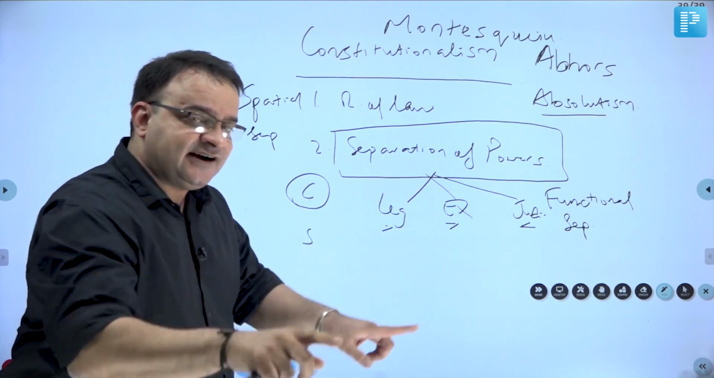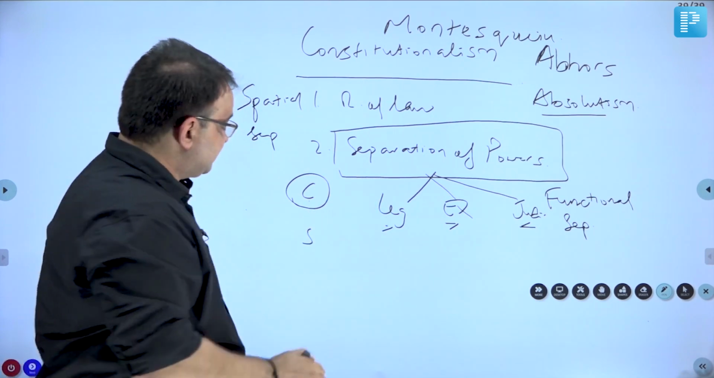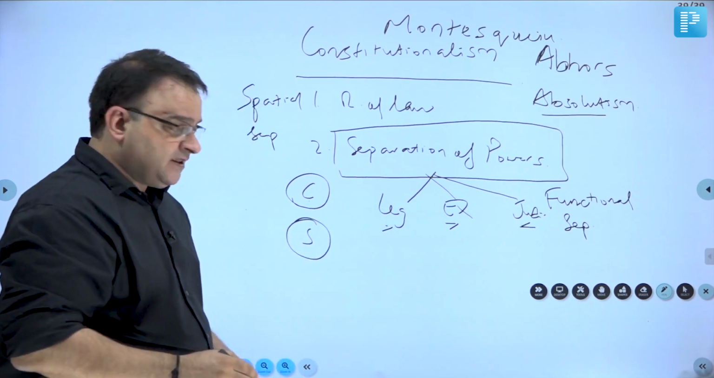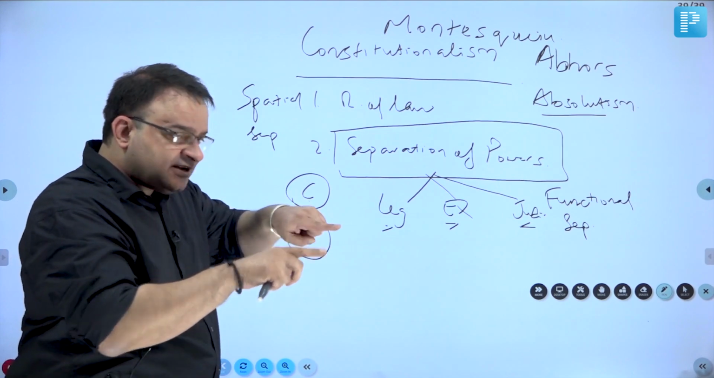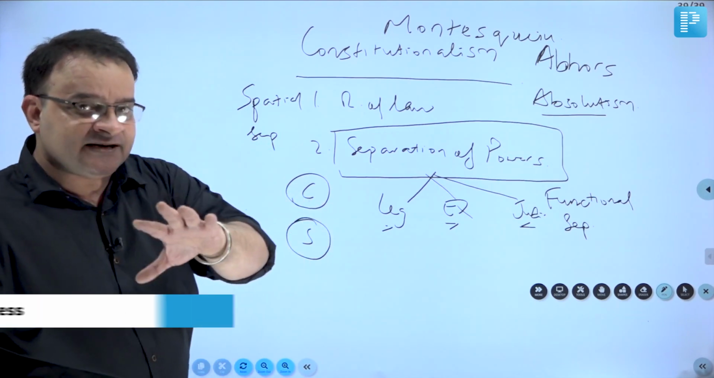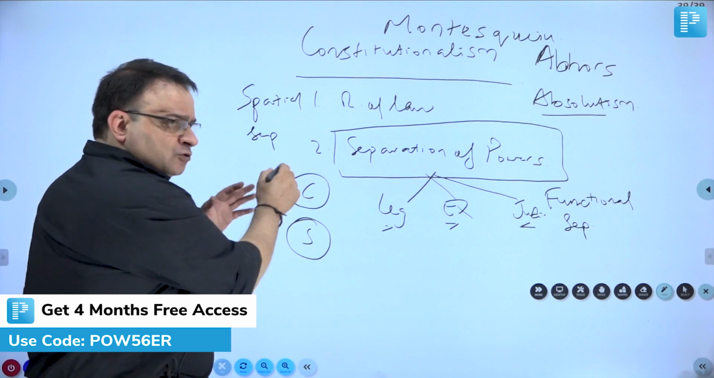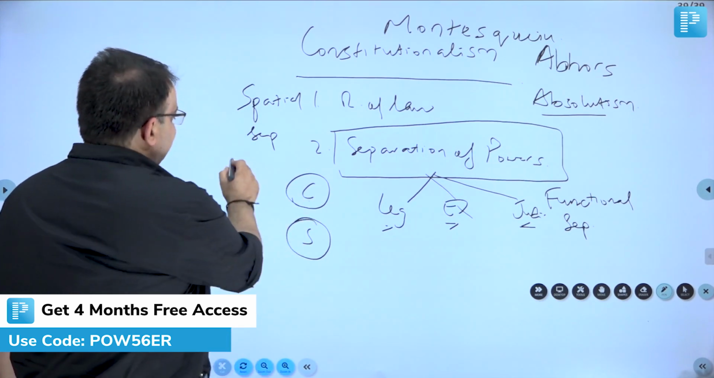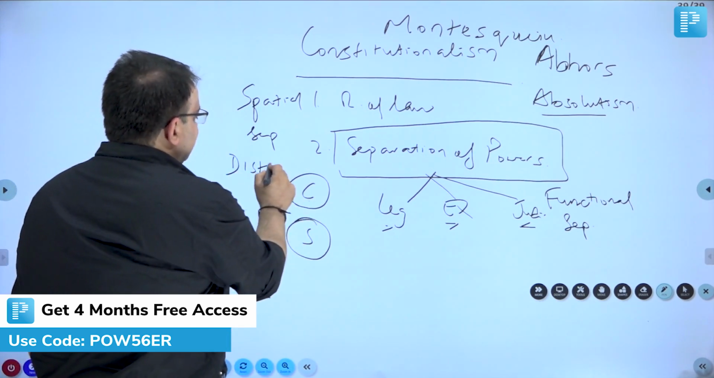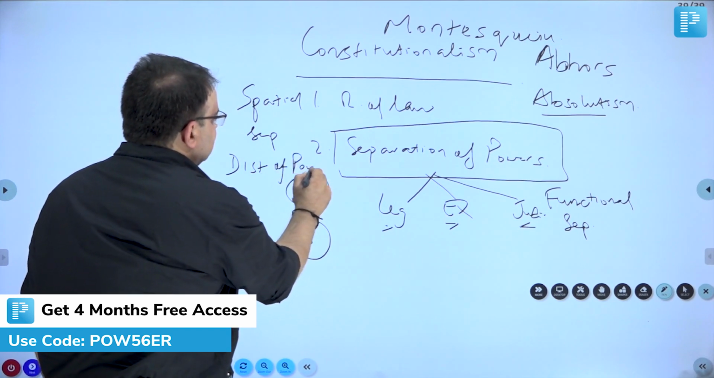That means the center has a clearly defined sphere of action, and the state has its own clearly defined sphere of action. So this is sometimes referred to as spatial separation of powers. But the more appropriate term for this would not be spatial separation, although this term appears in many books. It would be distribution of powers.